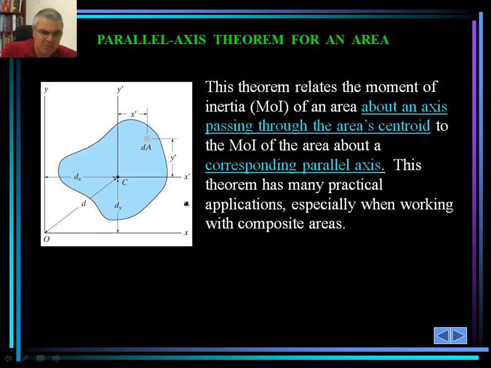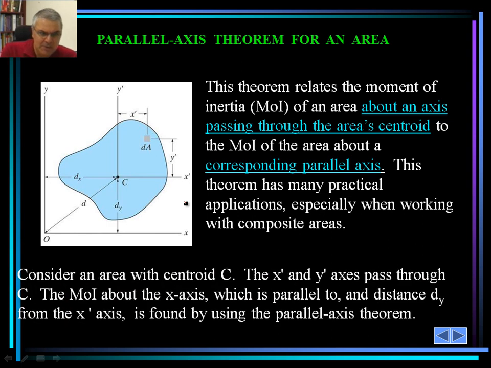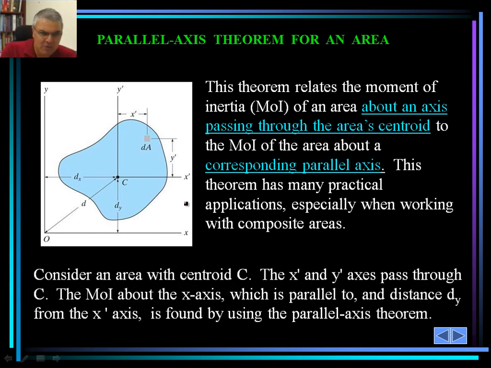It has many practical applications, especially for composite areas. So now let's assume that we have an arbitrary area. It has a centroid C as shown here. This area is shown in blue, and the x prime and y prime axes are passing through the centroid of this area. So if the centroid of the area is C, x prime and y prime, the Cartesian coordinate system, actually pass through the centroid.